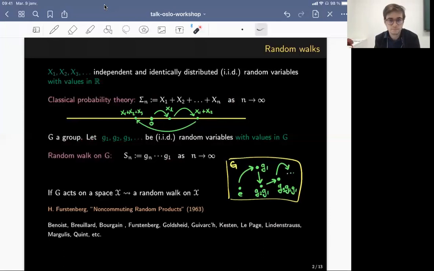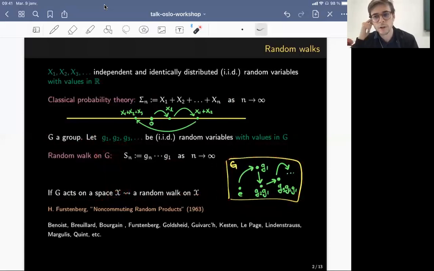Also, instead of looking at the random walk on the group itself, we can make this group act on a space. For instance, if G acts on a space X, we have an induced random walk on this space just by applying these random elements on the space X. This is useful because in many situations, for instance in the case I'm talking about today, the group G is non-compact, but nevertheless it acts on some nice compact space. And when we have compactness, it's more comfortable to work.